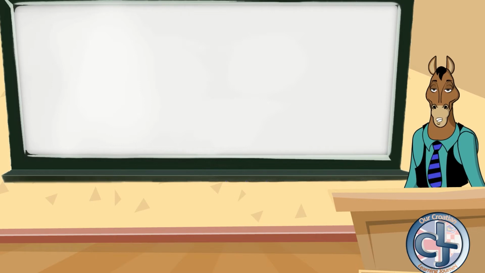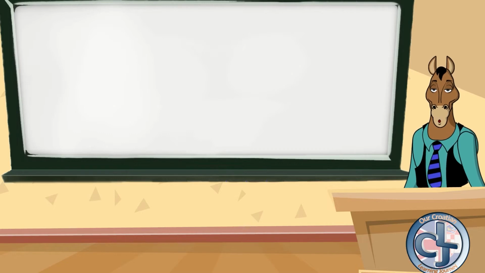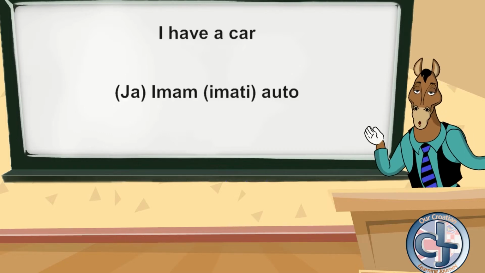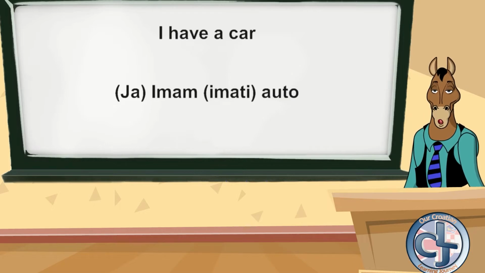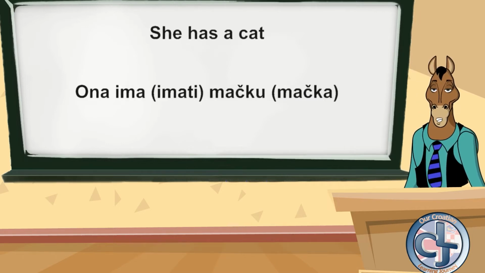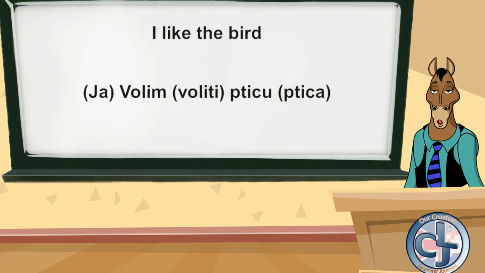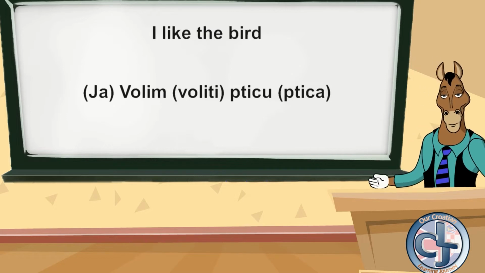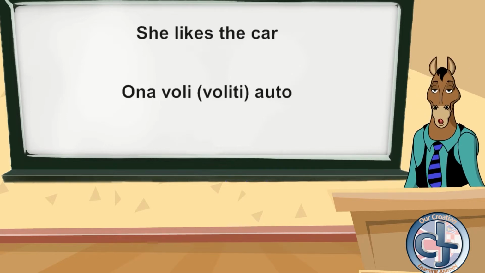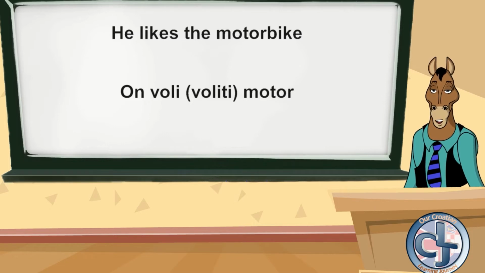Let's put these into sentences and then see them in a conversation. If the word ending changes, the original word will be in brackets. I have a car. Imam auto. He has a motorbike. On ima motor. She has a cat. Ona ima mačku. I like the bird. Volim pticu. She likes the car. Ona voli auto. He likes the motorbike. On voli motor.